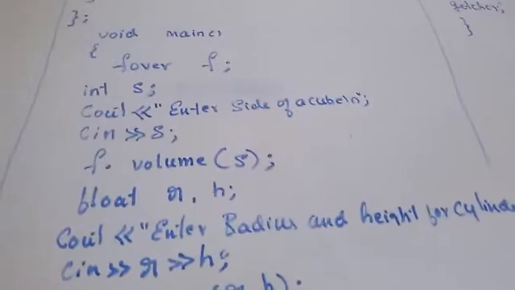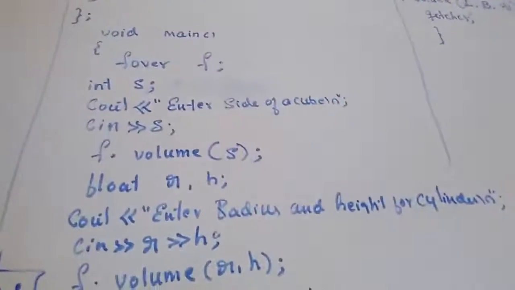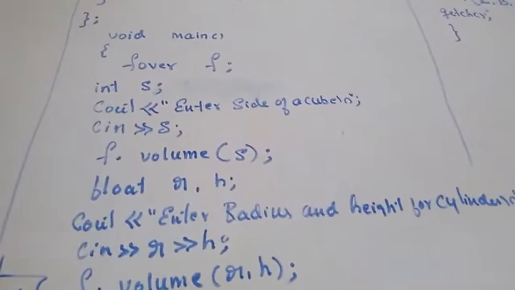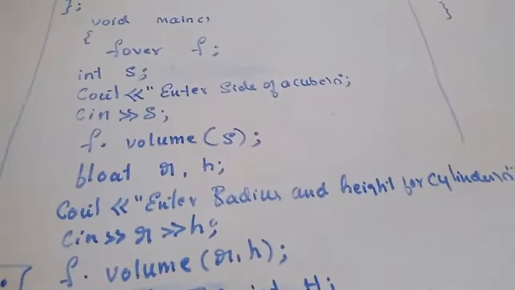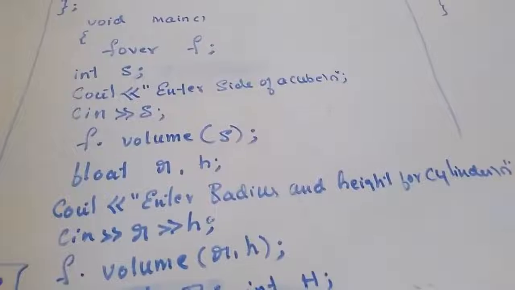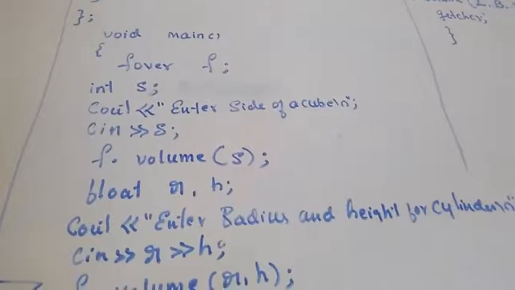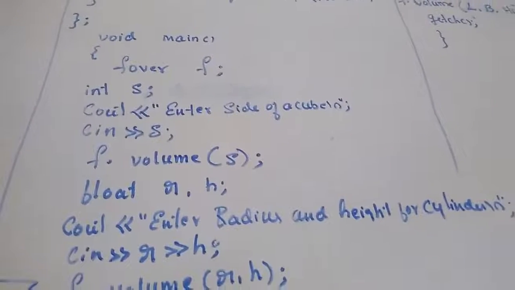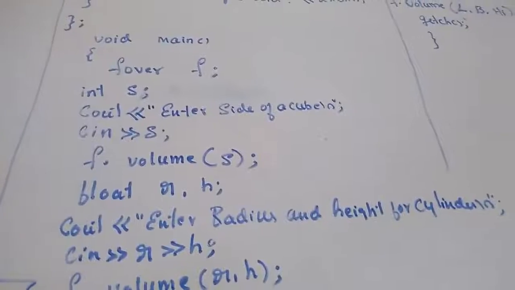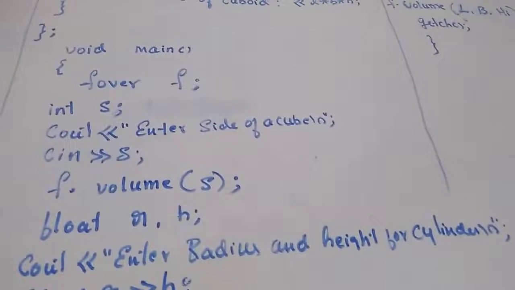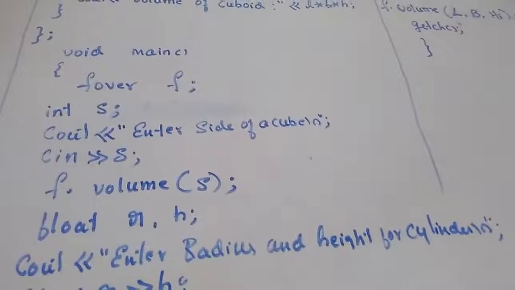When you come to main function, as usual you know that the member functions are called using object and dot operator. So we need to create an object. How to create object? Class name and object name. What is the class name here? F over is the class name. So the object I have taken is F. First I would call volume of cube. What is the requirement here? Side. That's why I have taken int s here because I am passing an integer type argument. So I must read an integer type value. Enter side of a cube. Then in extraction, it extracts a value from the keyboard and stores in s.